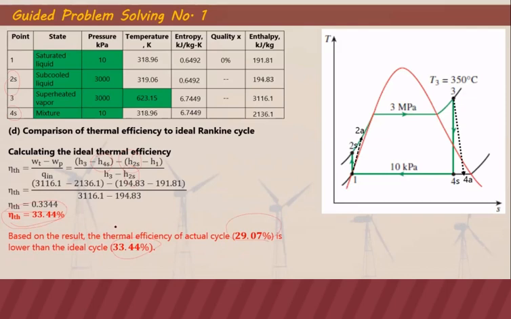So the general effect of the deviation from the ideal cycle is a decrease in the thermal efficiency. So we need to find ways to reduce the deviation by reducing or eliminating the irreversibilities due to heat loss and fluid frictions. So that is how to analyze the actual Rankine cycle.